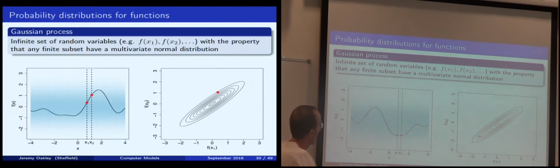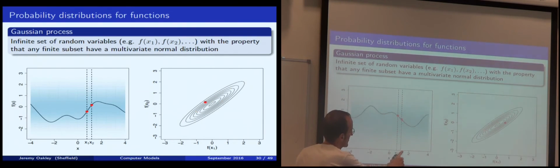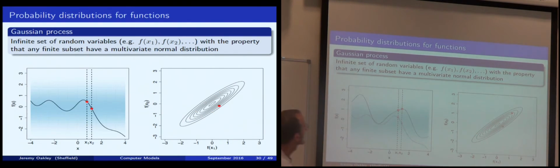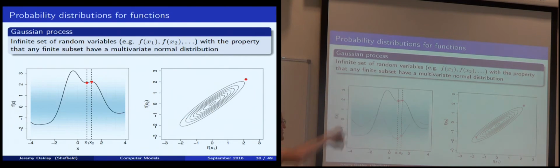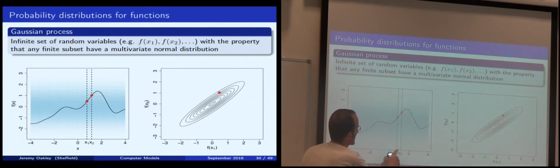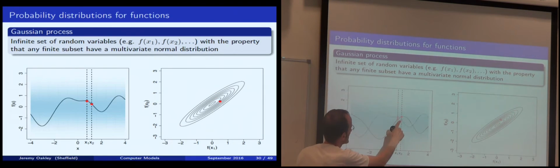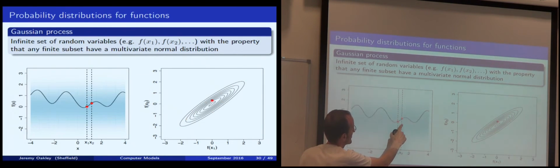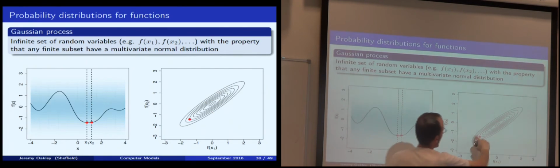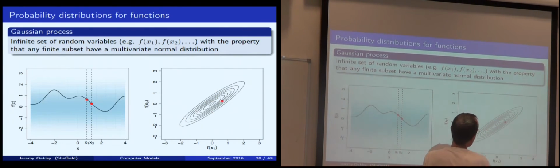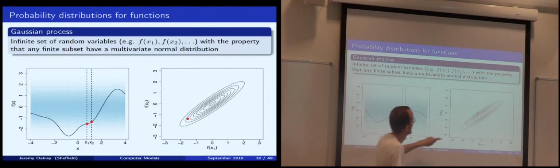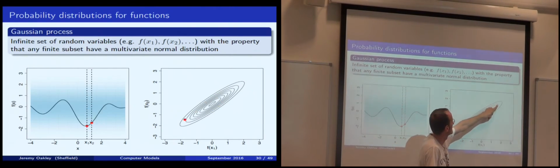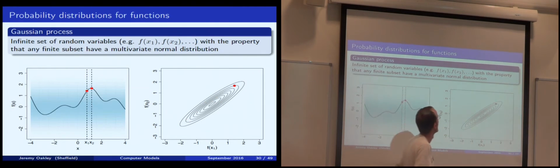One thing to spot is that x1 and x2 are quite close together. If I assume that my function is reasonably smooth, so it's not wiggling about too crazily, and x1 and x2 are quite close, I'm expecting f of x1 and f of x2 to be quite close to each other. And so you can see that correlation here. Particular realizations of that function, samples of that function, f of x1 and f of x2 might be both big or both small.